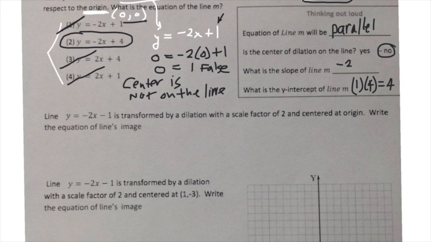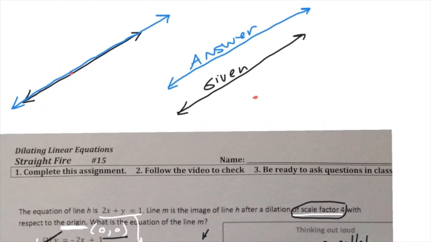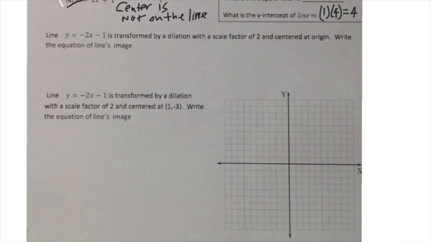but we know we'll get a brand new line because, just as I said in the opening, if our center of dilation is not on the line, then the answer will be a parallel line. It's either above it or below it. Let's take a look at the next one here.